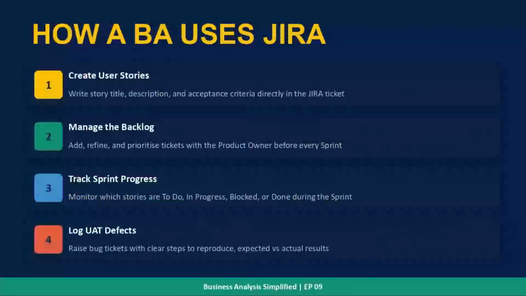So what does a BA actually do in JIRA? You create user stories, writing the story title, description, and acceptance criteria directly in the JIRA ticket. You manage the backlog, adding, refining, and prioritizing tickets with the product owner. You track progress, monitoring which stories are in progress, blocked, or completed during the sprint. And you log defects during UAT, raising bug tickets with clear steps to reproduce, expected results, and actual results.